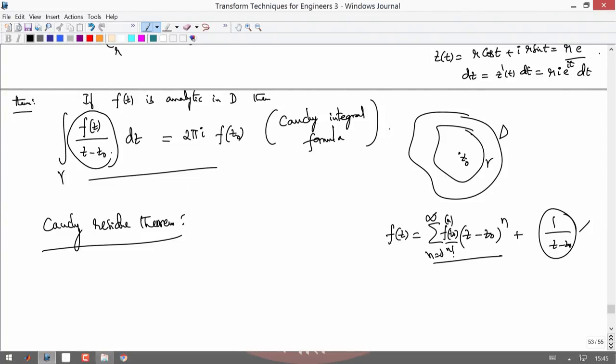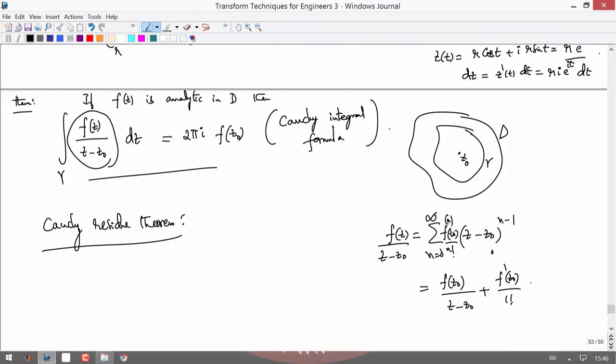And if you look at this integrand divided by z minus z naught, I have z minus z naught, so one cancels, and what you have is n minus 1. If you have n minus 1, what is the coefficient when you put n equal to 0? That is simply 1: f at z naught by 0 factorial, which is 1, that is a coefficient, plus f dash at z naught by 1 factorial into z minus z naught power 0, that is 1, and like that you go on.